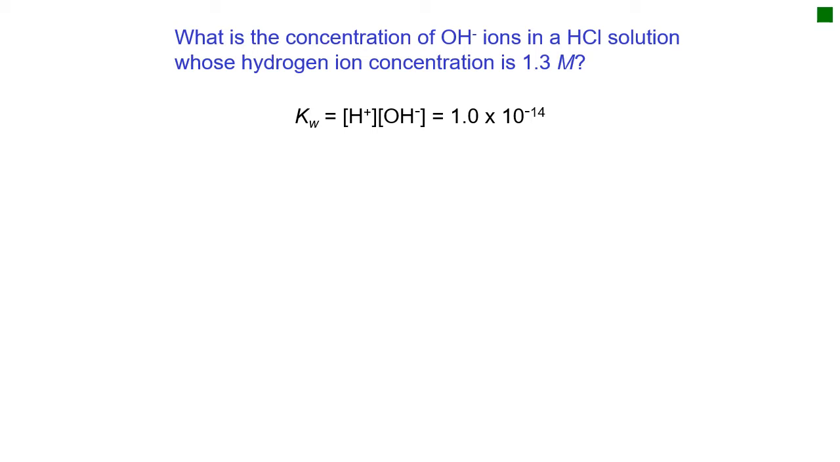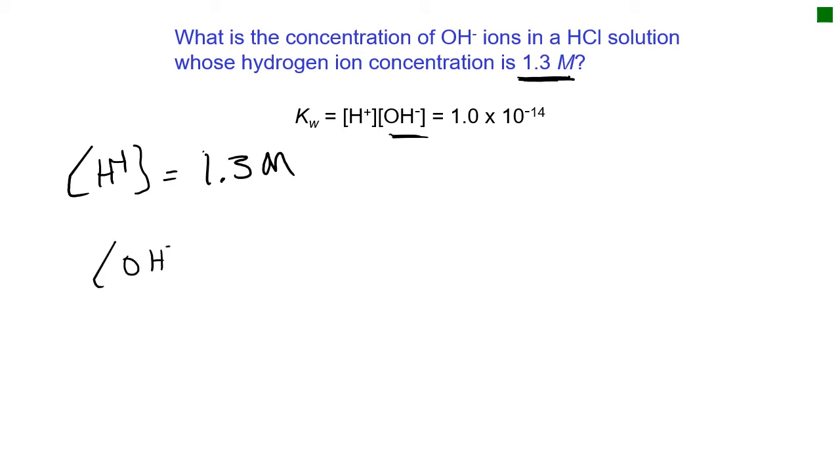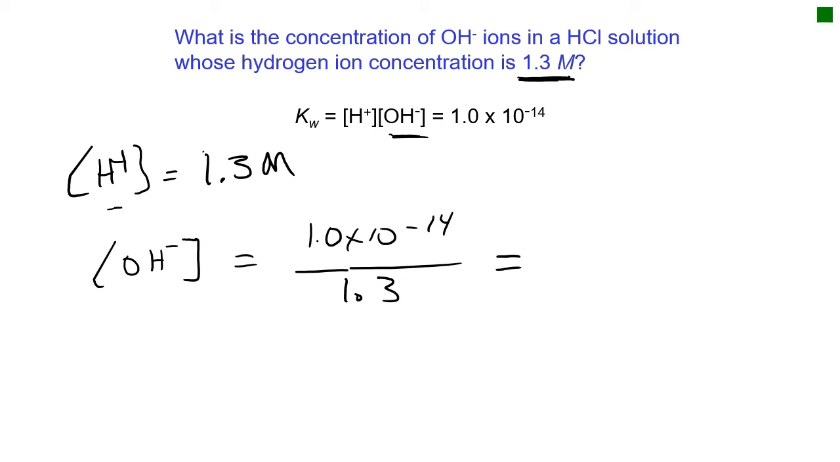So let's play with this one. If we have an HCl solution, so HCl, by the way, is a strong acid. Strong, by the way, means 100% ionized in water. So it's going to give us a concentration of H plus that is equal to 1.3 molar. If that is the case for our H plus, what is the concentration of OH minus? Well, the concentration of OH minus is going to equal 1 times 10 to the minus 14 divided by the concentration of H plus, which is 1.3, and our concentration of OH minus is going to equal 7.7 times 10 to the minus 15 molar.